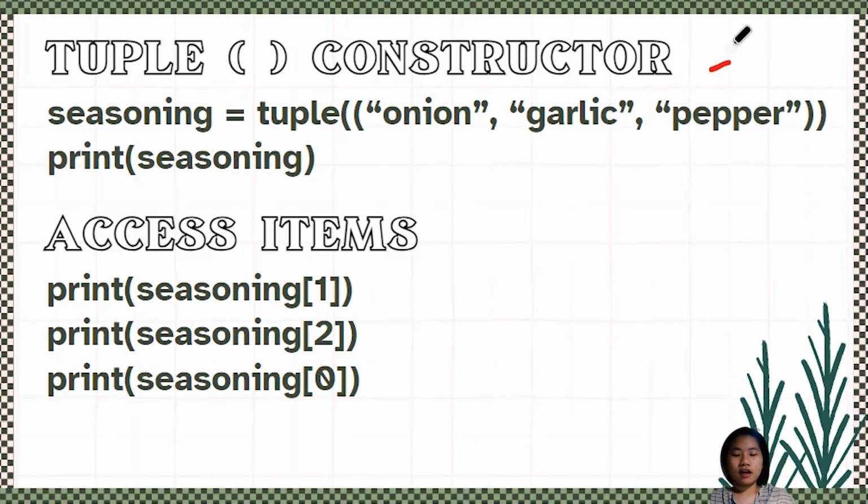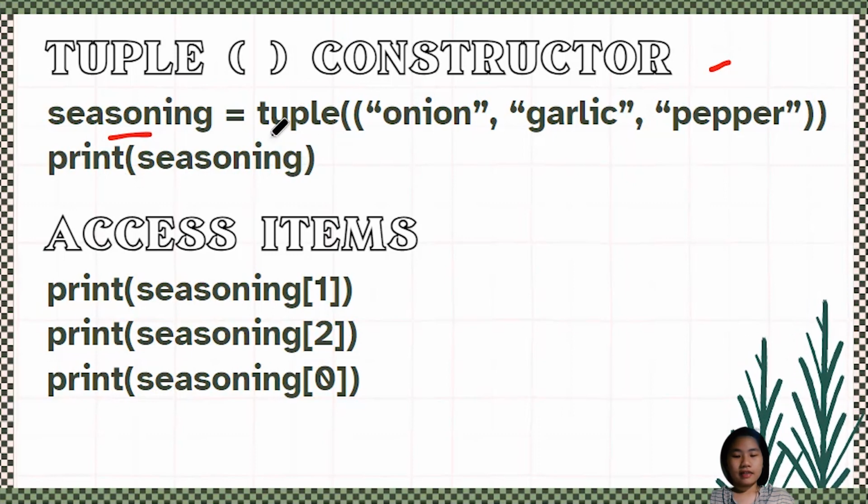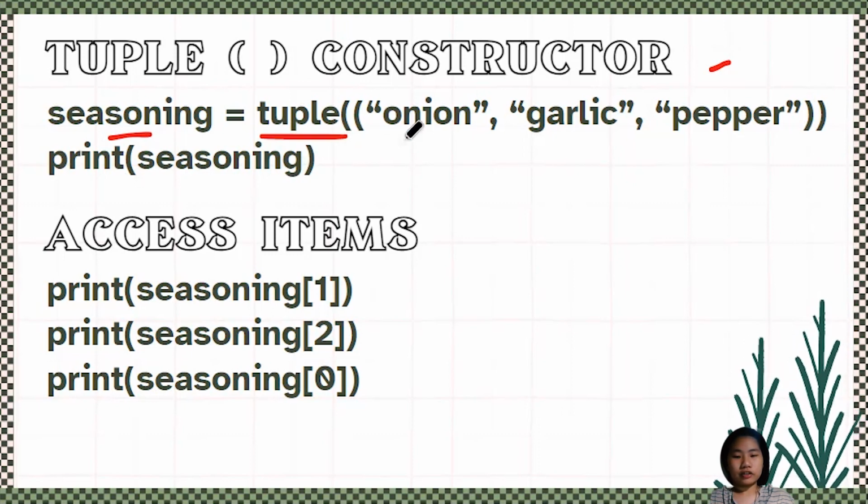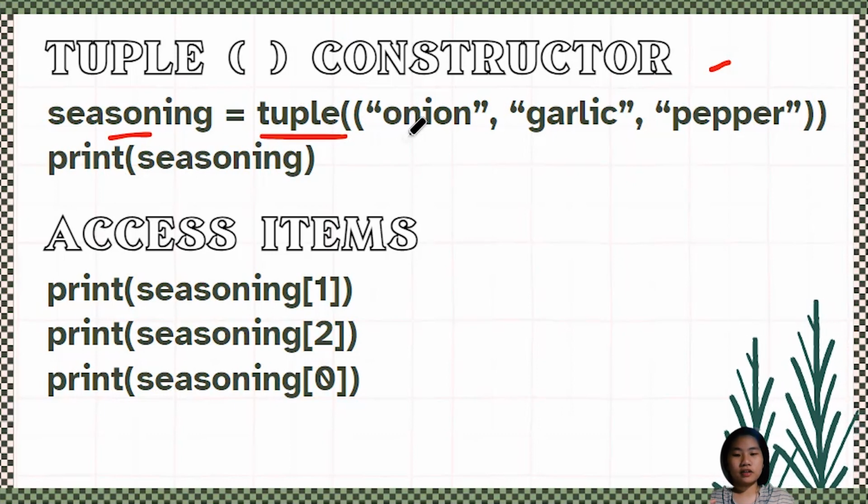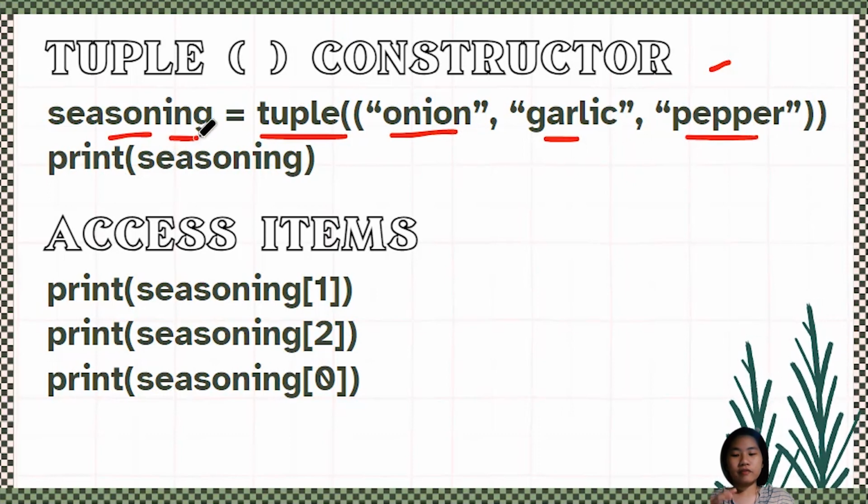So this is the syntax that we're working with. We have our seasoning variable, and then we have the tuple constructor. It basically helps to construct a tuple. It's very simple like that. And in this tuple, we have onion, garlic, and pepper for our seasoning variable.